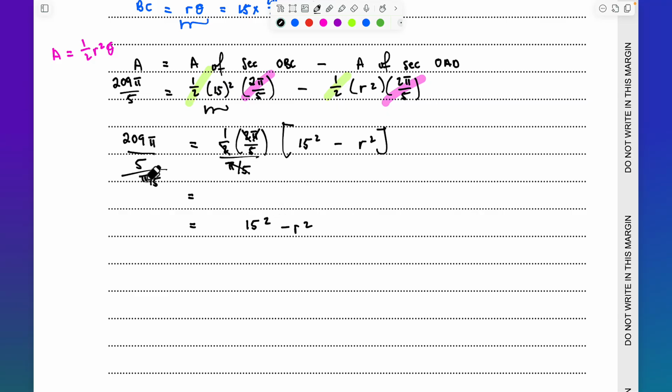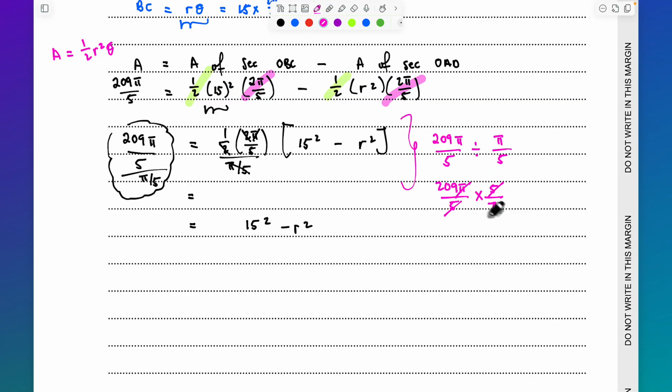On this other side, this now looks confusing, like a big fraction. However, we can write it on the side here: this is the same as saying 209 pi over 5 divided by pi over 5, because we divided both sides by pi over 5. This is the same as saying 209 pi over 5 multiplied by the inverse of that fraction, because dividing by a fraction is the same as multiplying by its inverse. That allows us to cancel the 5, and then the pi's cancel out. So the only thing we have left on this side, conveniently, is 209.